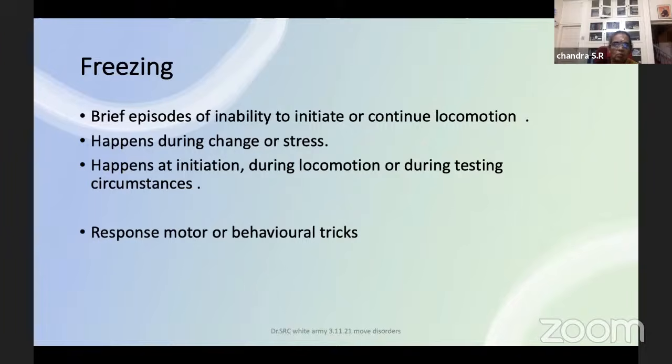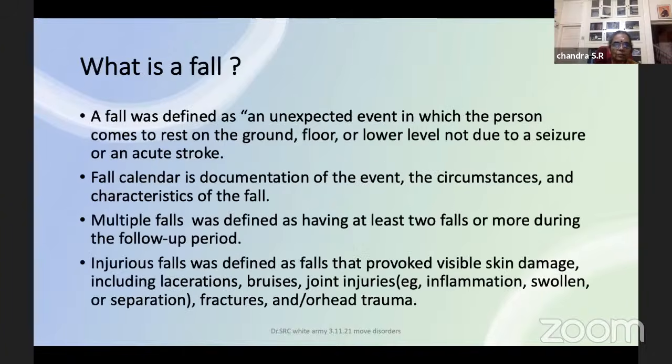And it can show response to motor or behavioral tricks. That is why we say you play music, the freezing will improve. You draw lines in the floor, the freezing will improve. So these are all early rehabilitation. You tell the patient to walk with the music in his ear, or tell the patient to walk in his house with the red lines or stripes drawn in the floor. So those things improve the freezing.